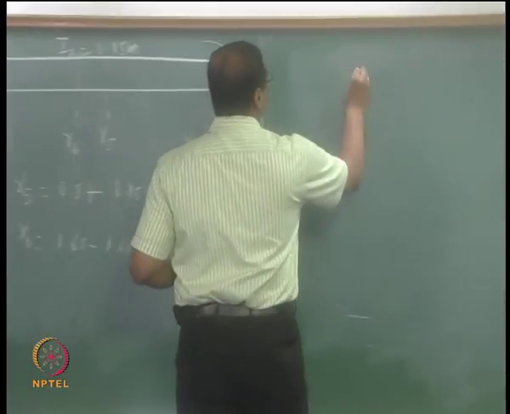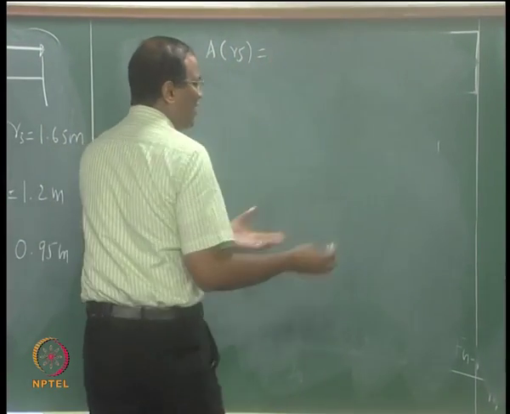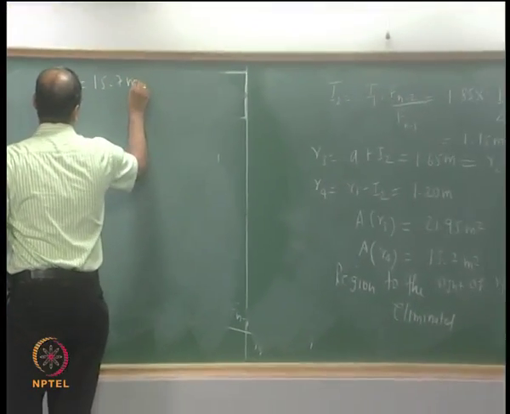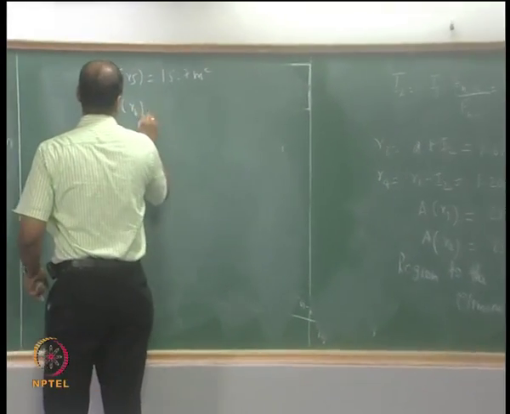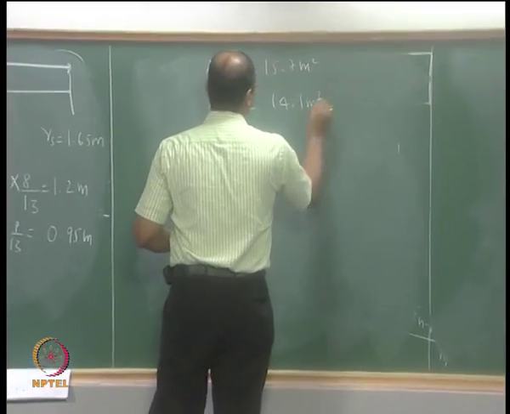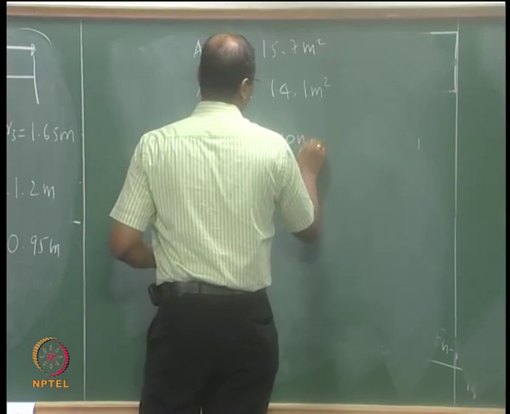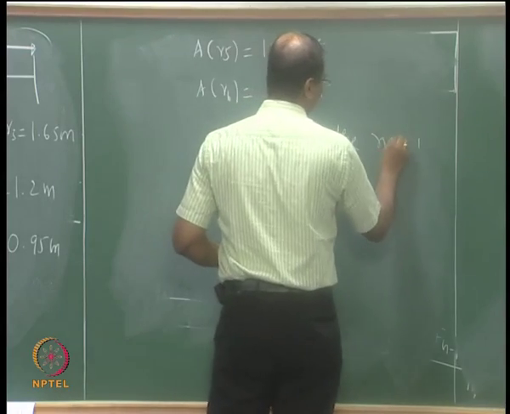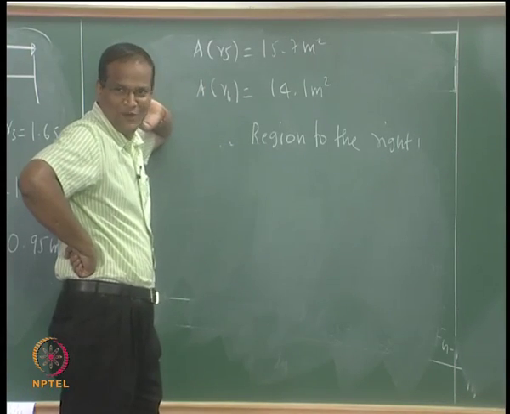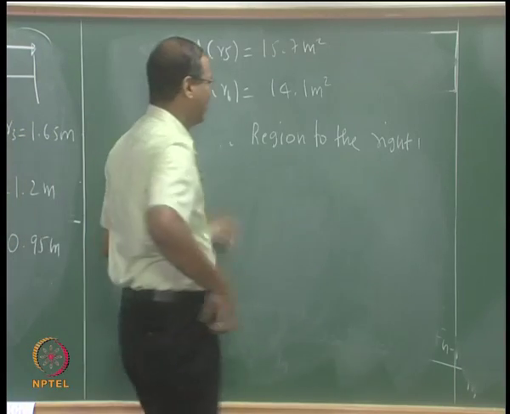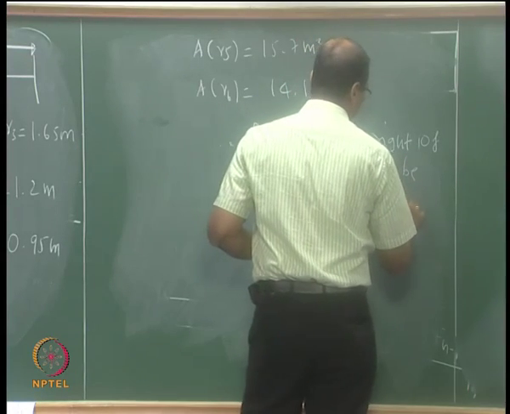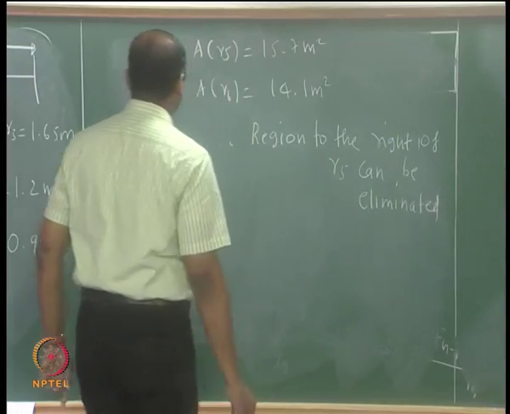So A of R5 is already there, 15.7. But now I have A of R6 which is lower than him, I hope so, 14 point, therefore region, see you will keep on eliminating to the right because the answer is close to the left interval, you will keep on chopping off from the right side, okay. Region to the right of, right.